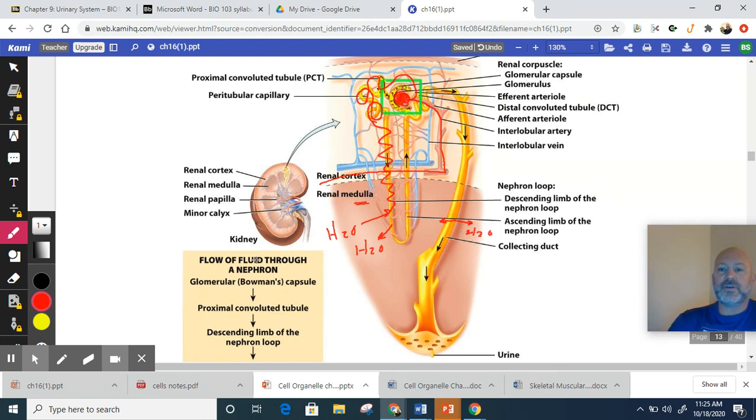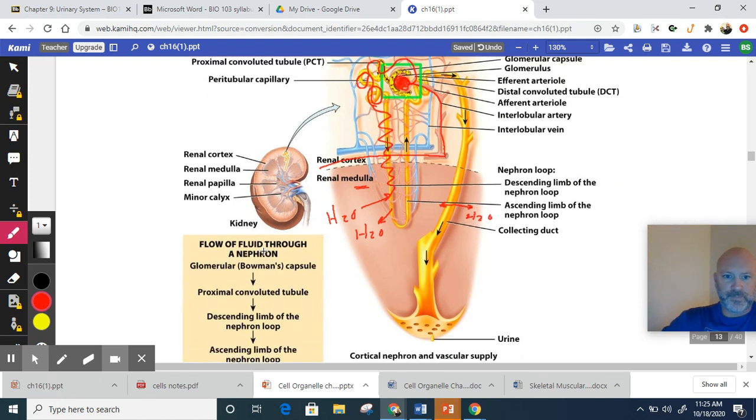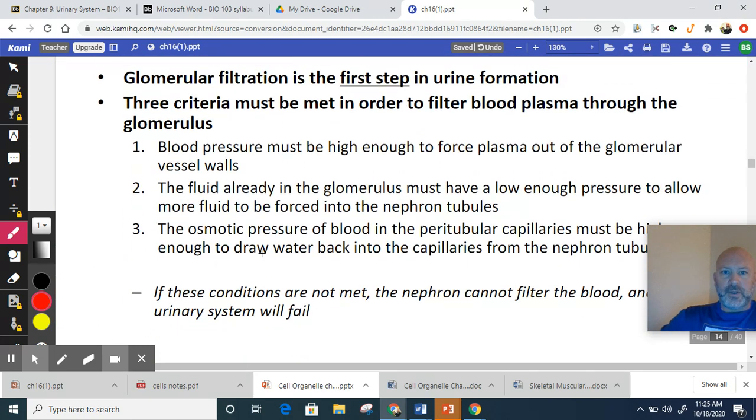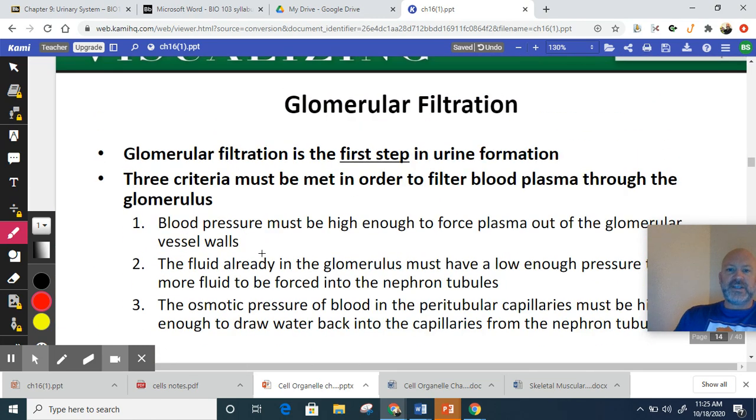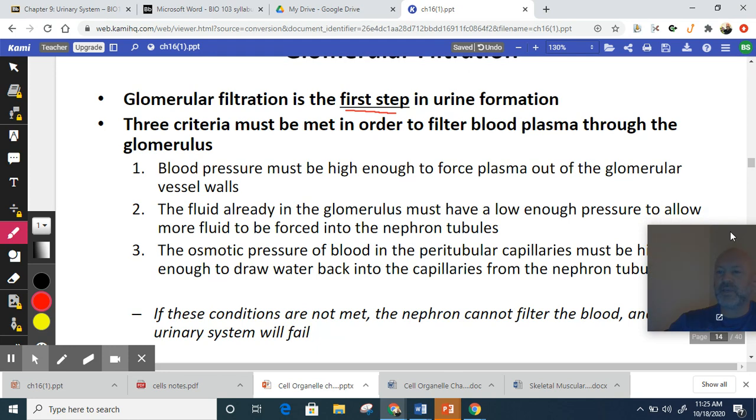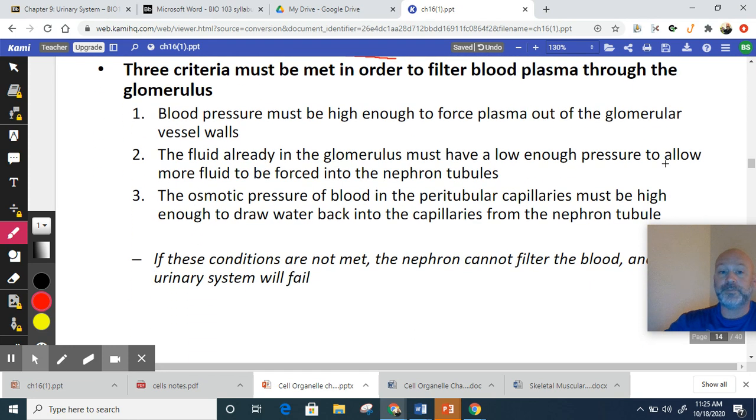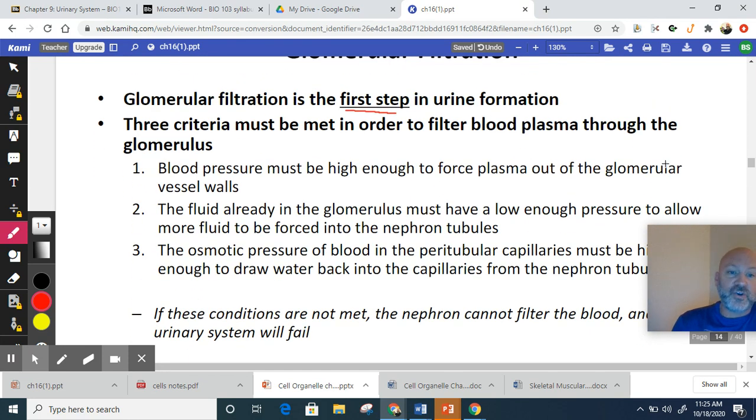And this is all going to be controlled by the hormone. So glomerular filtration is the first step. How do we get everything out of the glomerulus and fill the tubes of the glomerular capsule? How do we get that to happen? Well, we have to increase the blood pressure inside that circular arrangement.